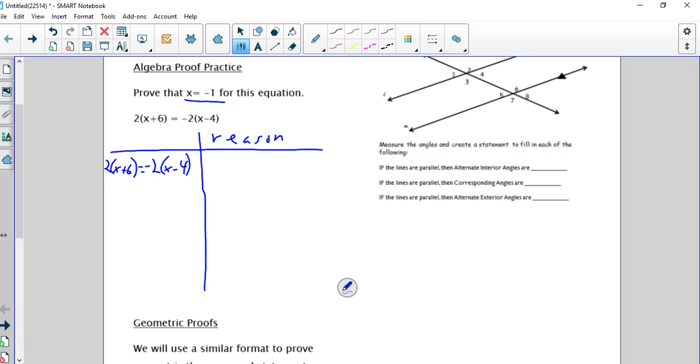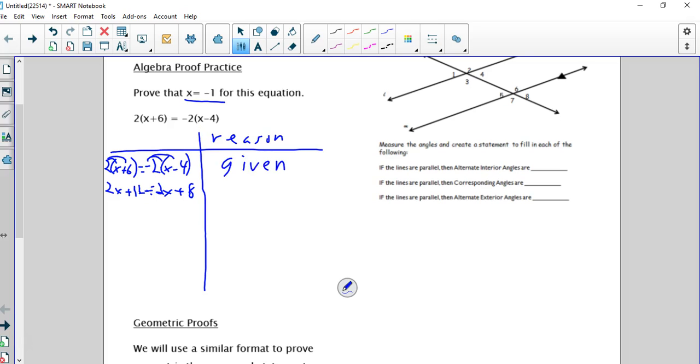But I'm going to send my 2 and my negative 2. I'm going to distribute. And every time you know that from algebra, you say that, that's the same thing you're going to use. So this ends up being 2x plus 12 equals negative 2x plus 8, because negative times negative is positive. And what does the 3-year-old say?